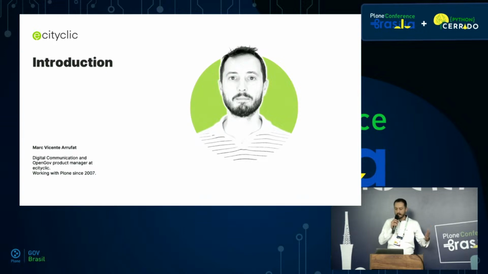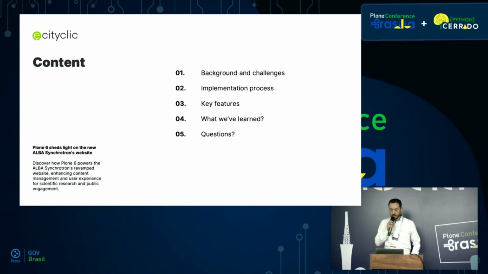Thanks to all the organizers for giving me the opportunity to be here today and to share with you our journey in transforming the ALBA Synchrotron's website with Plone 6 and Volto. As you will see, this project has been more than a technical upgrade for us. It has been a great challenge for our team. So today I will try to explain how Plone 6 shed light on the new ALBA Synchrotron website, talking about the background and the challenges of the project, our implementation process, the key features, what we've learned, and finally, if we've got time, there will be space for some questions too.